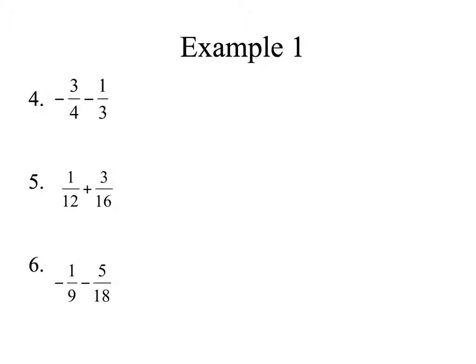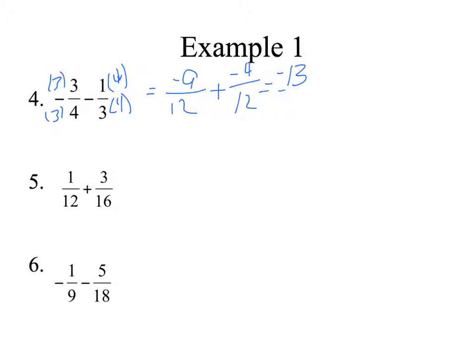So in the first one, I'm going to use a common denominator of 12. First one, multiply top and bottom by 3. Second one, multiply top and bottom by 4. So that gives me negative 9 over 12 plus negative 4 over 12. That's negative 13 over 12, which is negative 1 and 1/12 as our final answer.